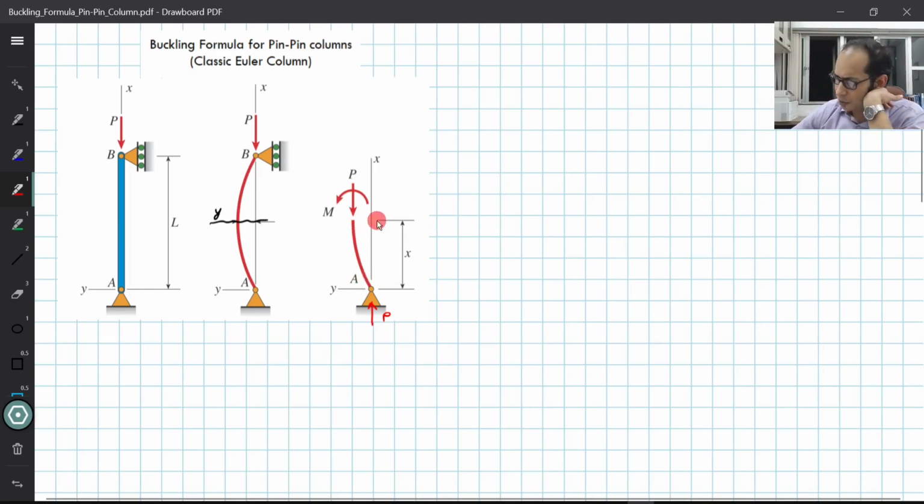If you try to write the expression for the M over here, as you can tell at the center point the deflection is y, so your M becomes equal to minus P times y. Now we know that our basic bending formula, that basic deflection formula, is EI d square y by dx square equals M. So let's go ahead and write that at that particular section and see what we arrive at.